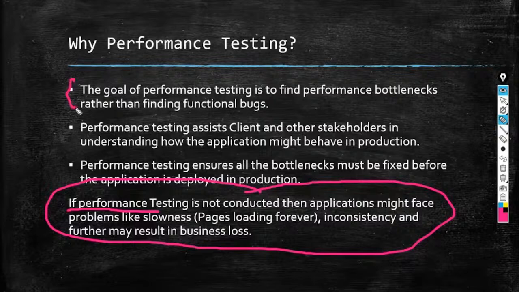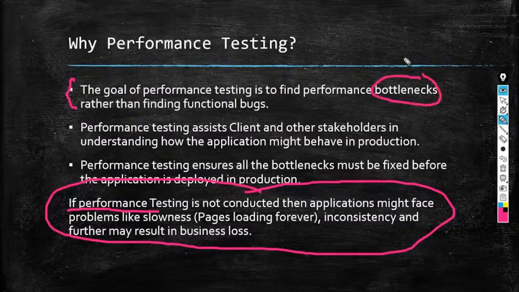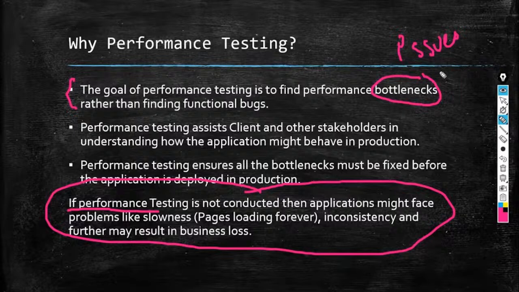Okay, and the first point is also very clear. If you see, the goal of a performance tester is to find performance bottlenecks rather than finding functional bugs. Functional bugs means functional defects. So here also, bottleneck means issues only. Okay, it's not something new, but the terminology that we use is bottleneck. If someone is asking you what bottlenecks you identified as part of your previous projects, then you should understand that they are asking about the performance issues that we identified as part of our performance testing.